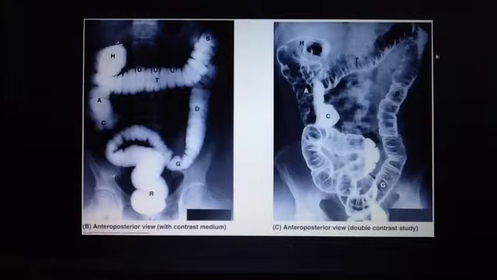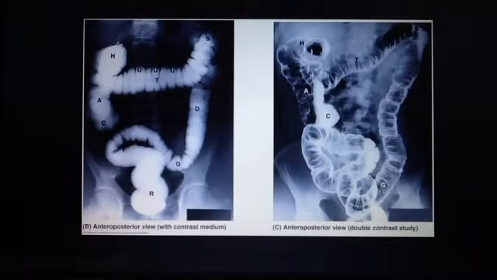Okay, next, the descending part. This is on the left side of the posterior abdominal wall, and it extends from the splenic flexure down to the sigmoid colon, and it is also secondarily retroperitoneal, as is the ascending.